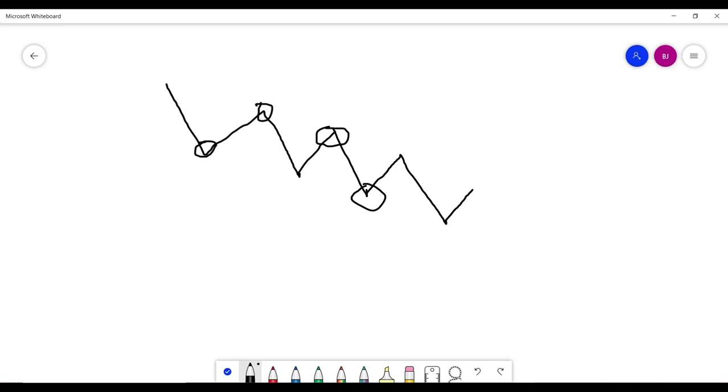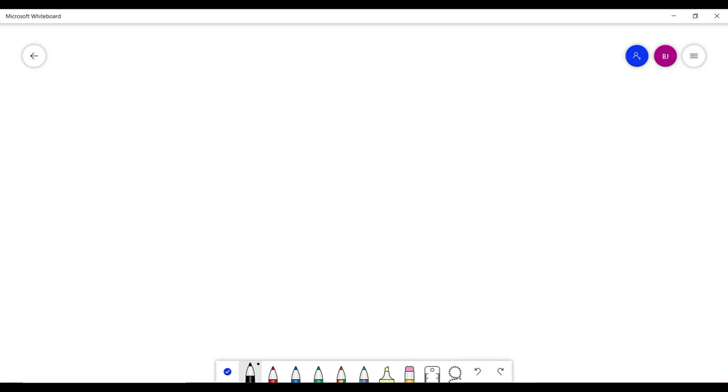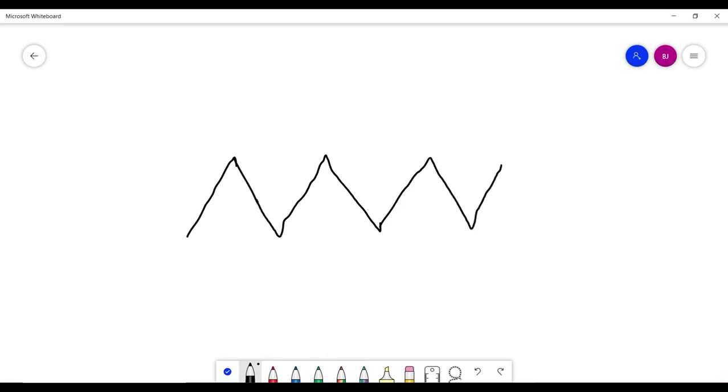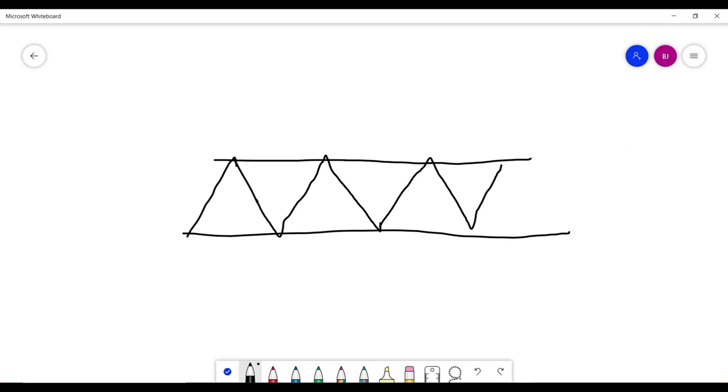Now, for a ranging market, the market is not going anywhere. It's just pretty much going sideways. So the market is going up, it's going down, it's going up, it's going down, it's going up. So we are not going anywhere, and I'm definitely going to show you guys some examples. I'm just drawing it out right now, but this is pretty much the concept of ranging markets and trending markets.